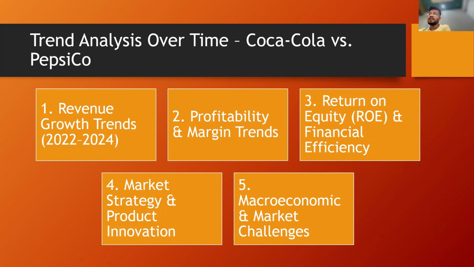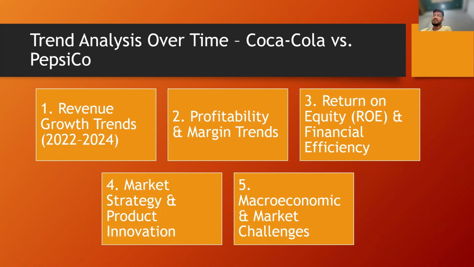Third point, return on equity and financial efficiency. For Coca-Cola, return on equity increased from 37.2% in 2022 to 39.3% in 2024, indicating better capital efficiency. Free cash flow margin consistently strong at 21.7% in 2024, highlighting efficient cash generation. For PepsiCo, ROE increased from 49.2% in 2022 to 51% in 2024, showcasing strong shareholder returns.